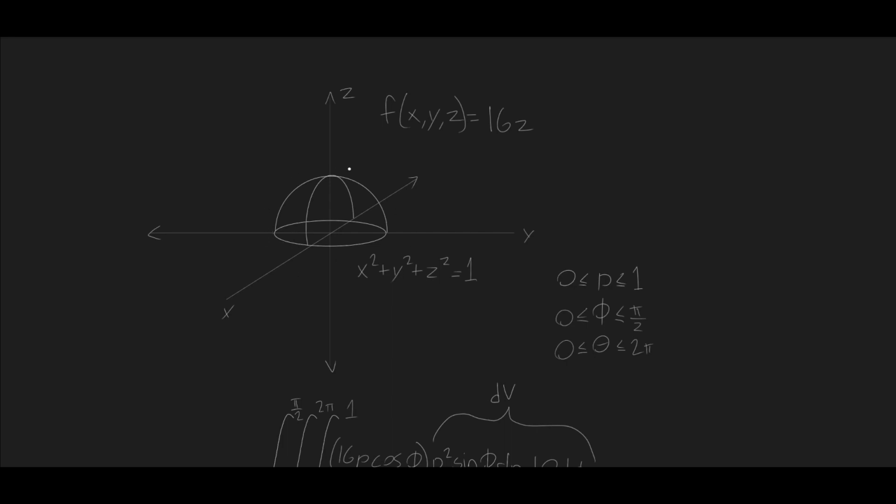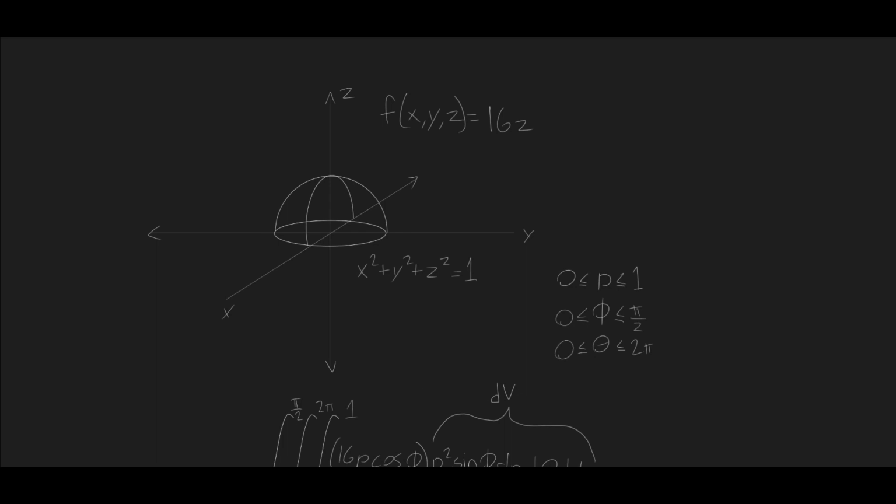And now we have to define our bounds for our triple integral. Our bounds on rho are going to be from 0 to 1, because this sphere has a radius of 1. Our bounds on phi are going to be from 0 to pi over 2, because the angle from the top of the z-axis to the bottom of the hemisphere is 90 degrees, or pi over 2. The bounds on theta are going to be from 0 to 2 pi, because this gives us one complete revolution around the sphere, or semisphere.